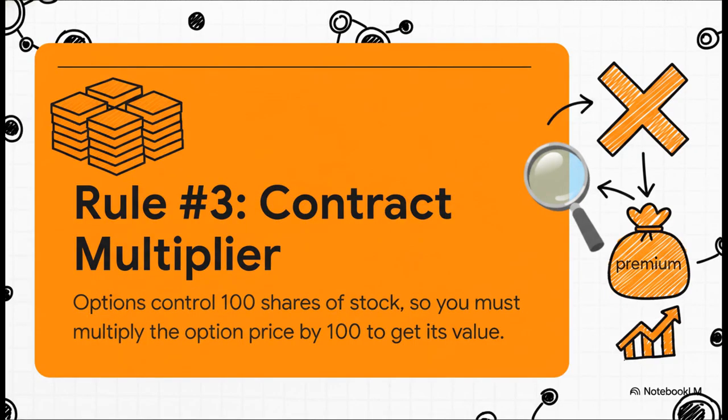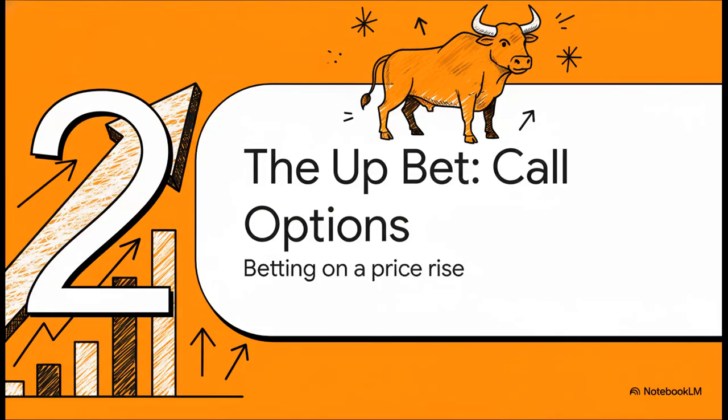And rule number 3, the contract multiplier. Okay, listen up, because this one is a biggie. One single option contract always controls 100 shares of stock. Always. So if you see an option priced at, say, $2, its real cost isn't $2. It's $2 times 100, which is $200. And that total cost has a name. It's called the premium.